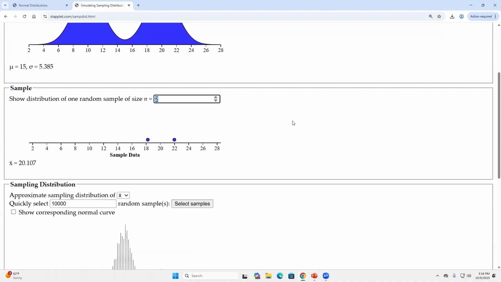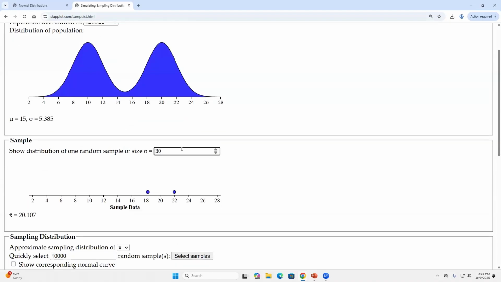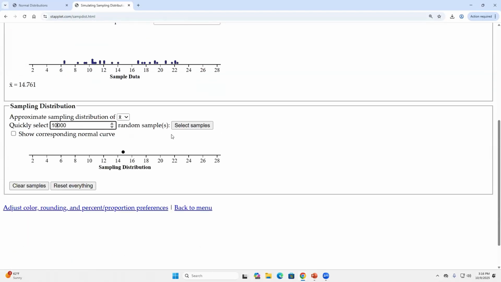All right, so let's not mess around with this. Let's try a sample size of 30 for our bimodal distribution here, our bimodal population. So if we're having a sample size of 30 and we select ourselves, let's go with those 1,000 samples.